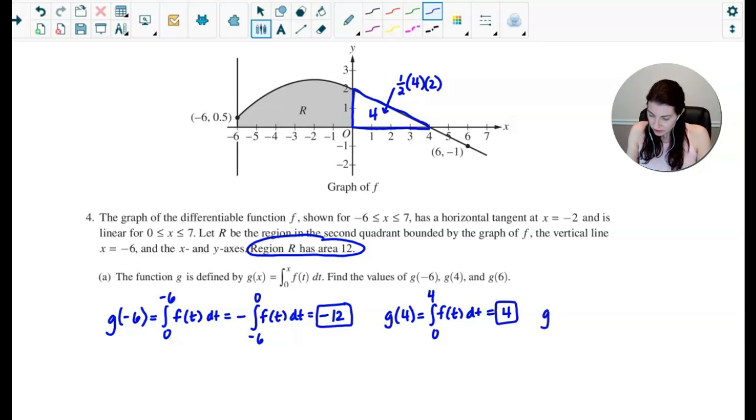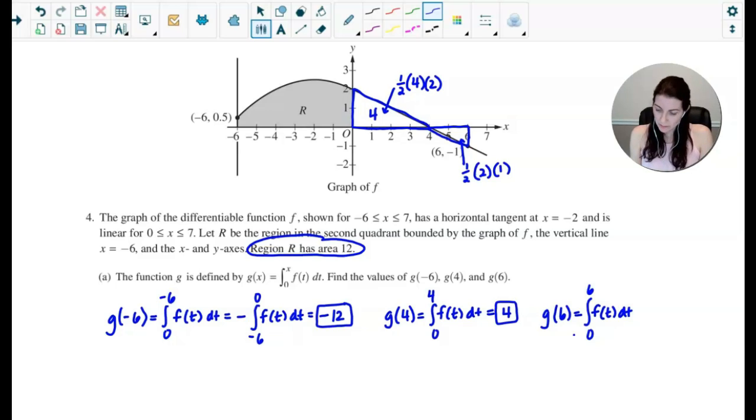And then lastly, we need to find g of 6, and that's going to be the integral from 0 to 6 of f of t dt. Well, we already found the integral from 0 to 4 was +4, so we just need to look at the area of this triangular region down here from 4 to 6. And so that would be 1/2 times base times height, or 1/2 times 2 times 1, which is 1. So now if I combine these, I would have the integral from 0 to 4, which was 4, and then the integral from 4 to 6, which is going to be a -1, and so the answer is going to be a +3, and that is part A.